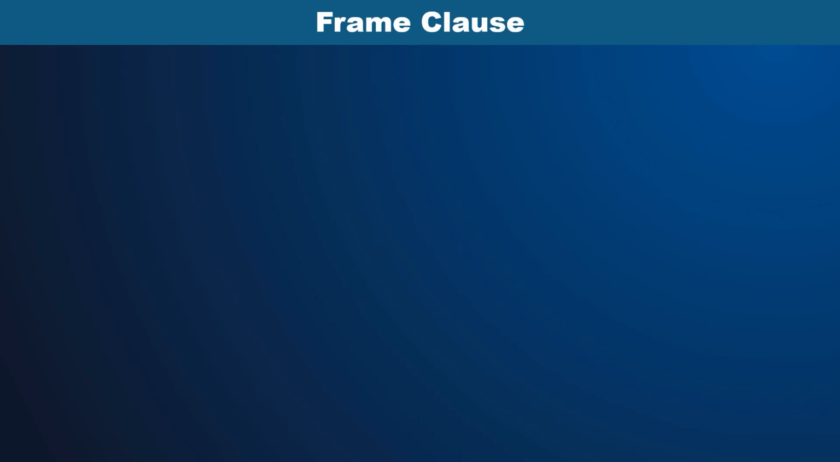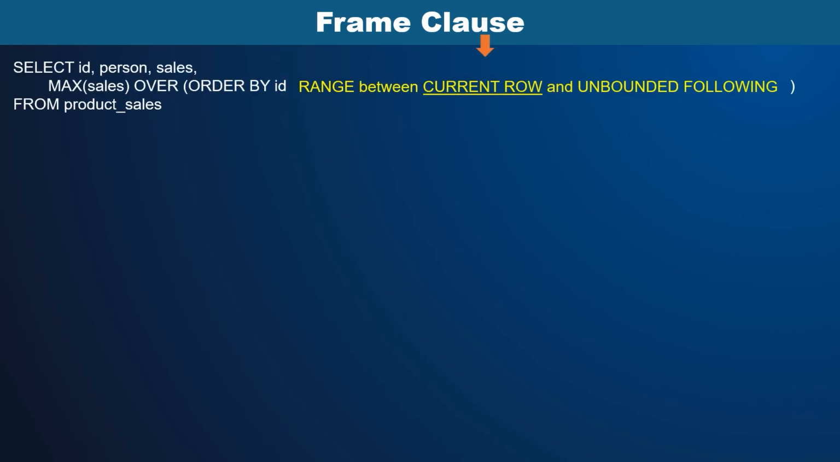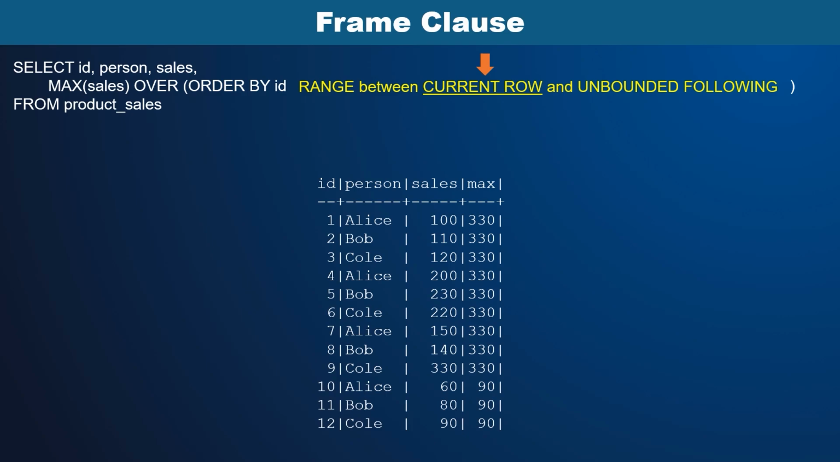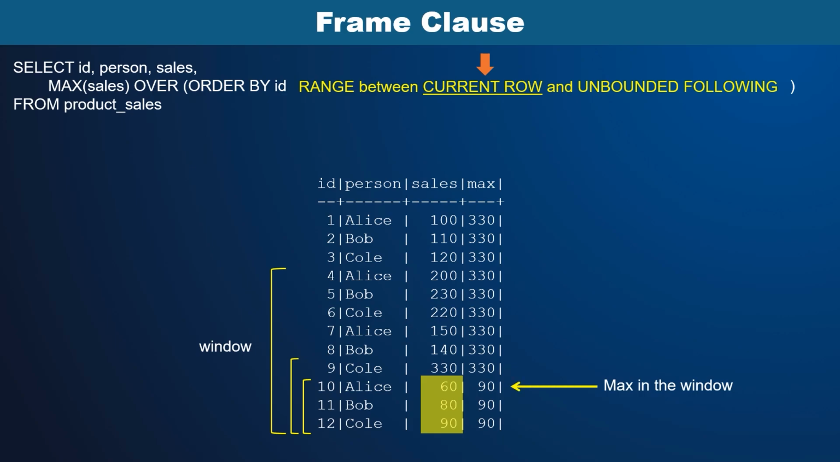Let's do another change. Now we change the lower bound to current row. We want the query to look into a range that starts from the current row until the very end. That means, at each step, the window will not include the previous rows. Execute the query, and you can see that the result is different again. This time, at each step, the window is limited to the current row, expanding to the end. So, at ID 10, the window no longer includes the sales number of 330, but instead, it only includes the sales numbers of 60, 80, and 90. The max function will return 90, which is the maximum value of the window.